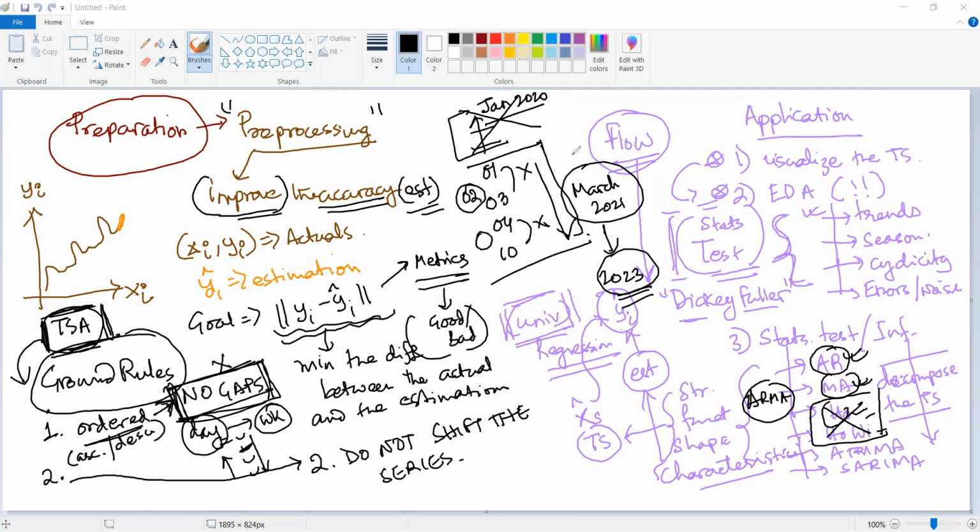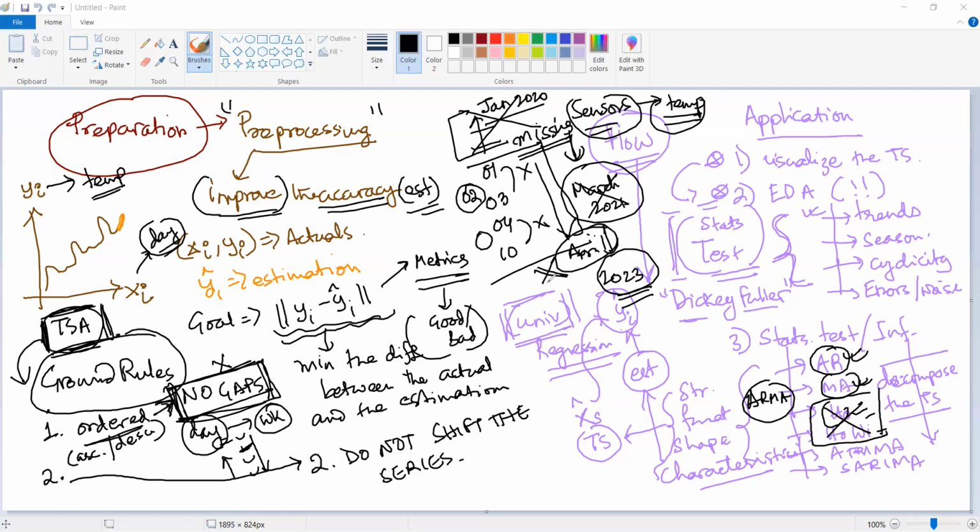Say in the month of March 2021, I had bad sensors to capture temperature data. For example, let's say yi is the temperature value captured by my sensors, and xi is the day or date, each and every date. In March, I have many instances where I have missing values. So I'm not going to consider March; let's start from April. Don't do that. It is not good.